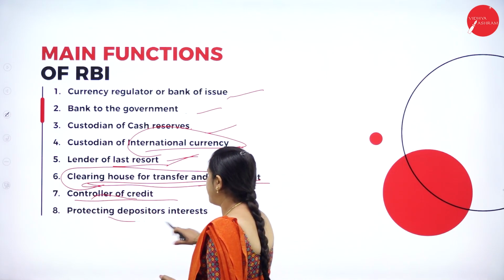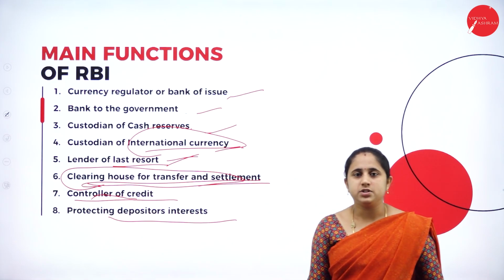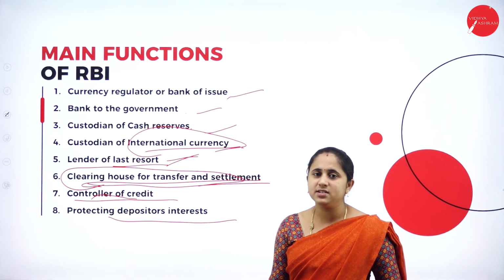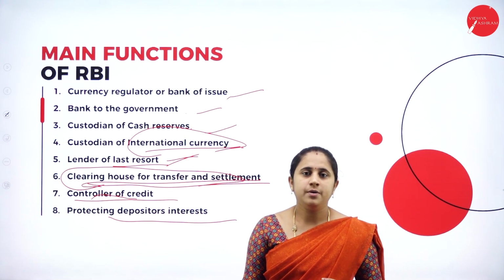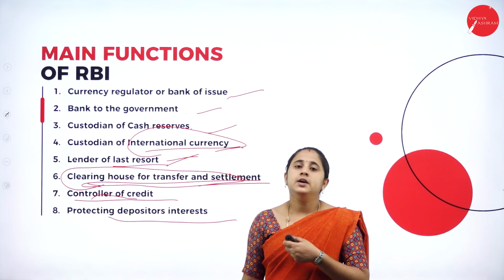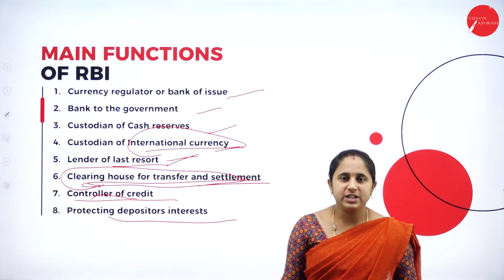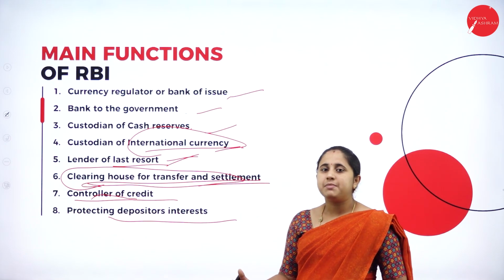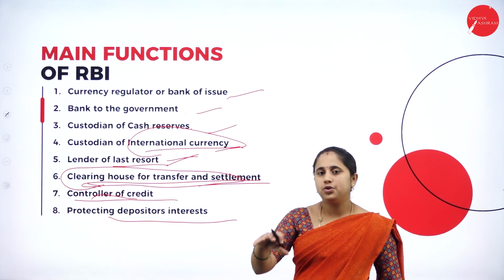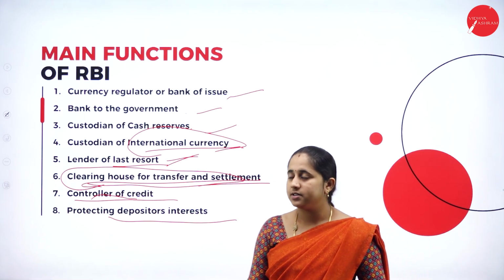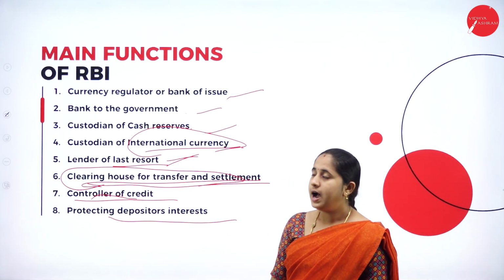Last one, protecting depositor interest. The last function of RBI is to protect the interest of depositors. So you need to look after the functions and the conditions of commercial banks, their working condition and their ability to repay the money on demand. So you need to look after the commercial banks in order to protect the interest of depositors. So these are the main functions of RBI.